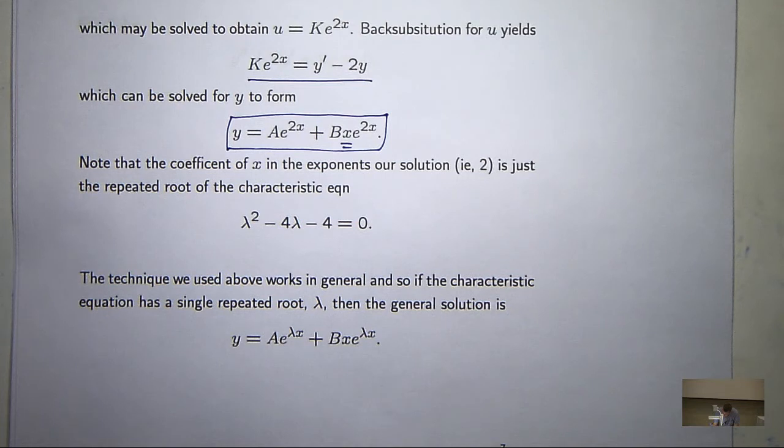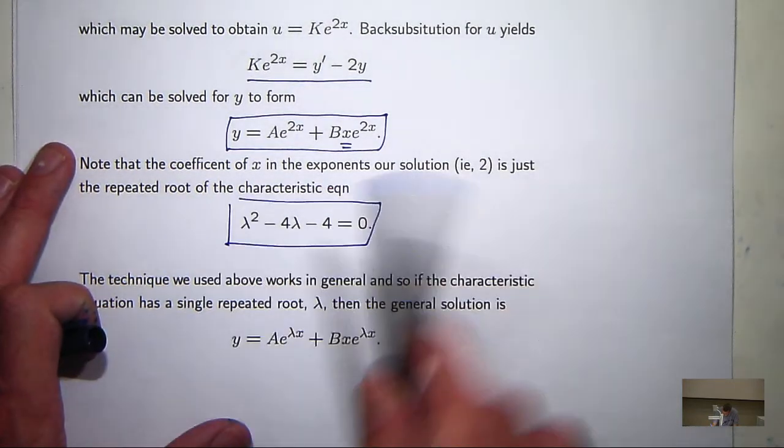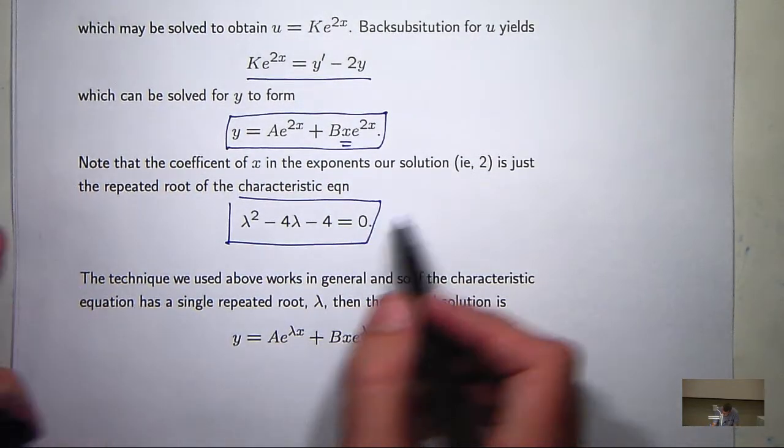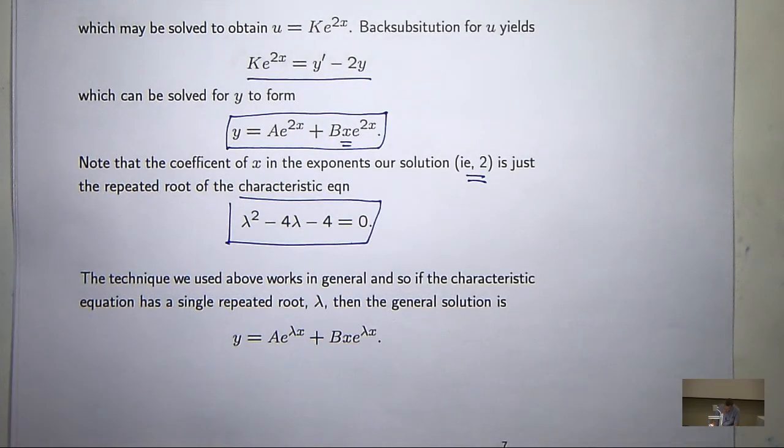Now, if you consider the characteristic equation associated with that previous example and you solve it, this has got a repeated root, positive 2 and positive 2. Solve that. So that sort of method works in general.